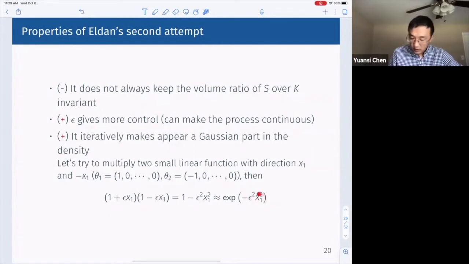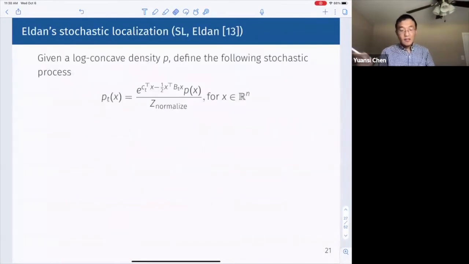So this is basically what I mean: you are kind of multiplying a Gaussian density to your original density when you do this process for many steps, and you're lucky to have those opposite directions, okay? And the exact process, when he tried to turn this localization, this second attempt, into mathematical formalism, gives you this kind of transformation.